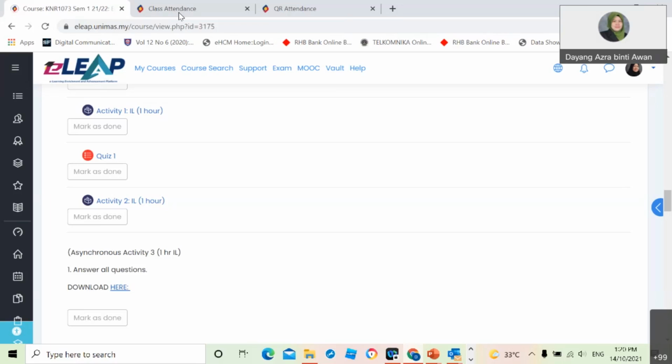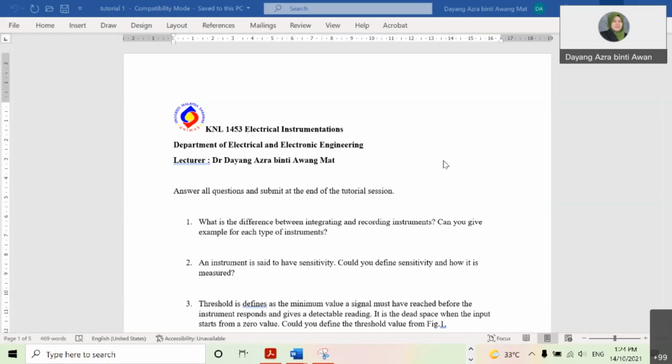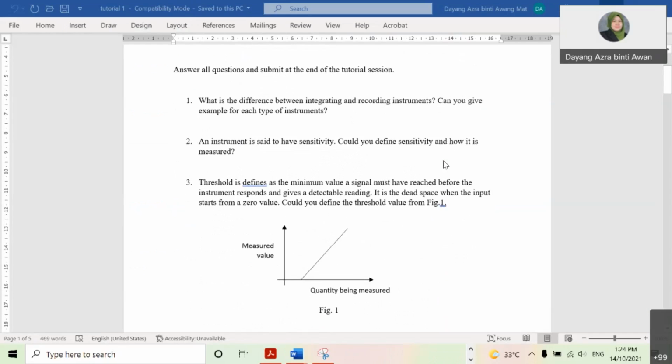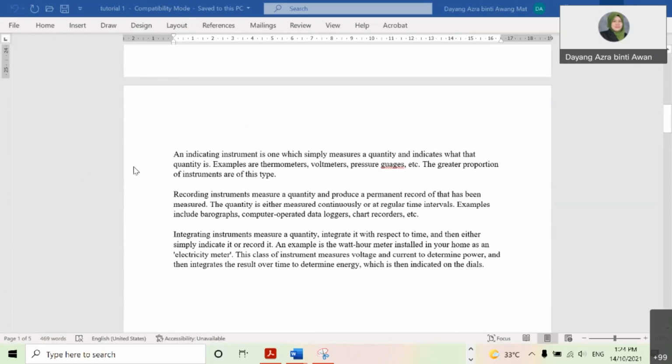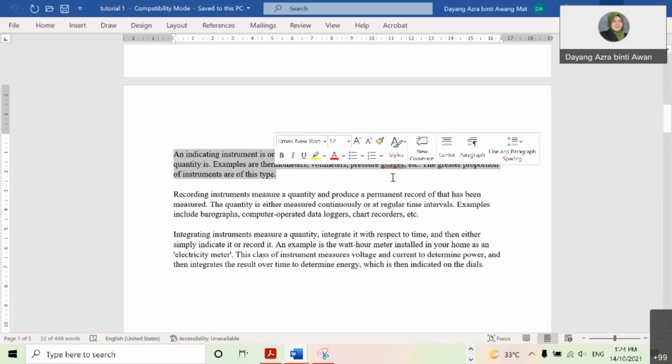Okay, so in the exercise, there is no right or wrong answer. It depends on how you interpret your answer. As you can see here, the question is given to you, and some of the answers are here. So what is an indicating instrument? It is one which simply measures a quantity and indicates what the quantity is. Examples are thermometers, voltmeters, pressure gauges, and the greater proportion of instruments are of this type. So most of our instruments are of this type, indicating.